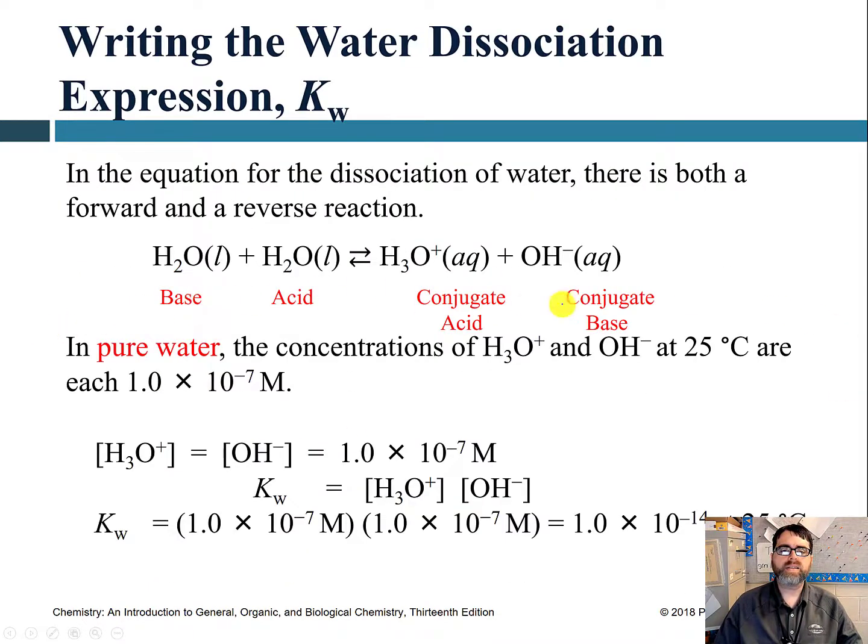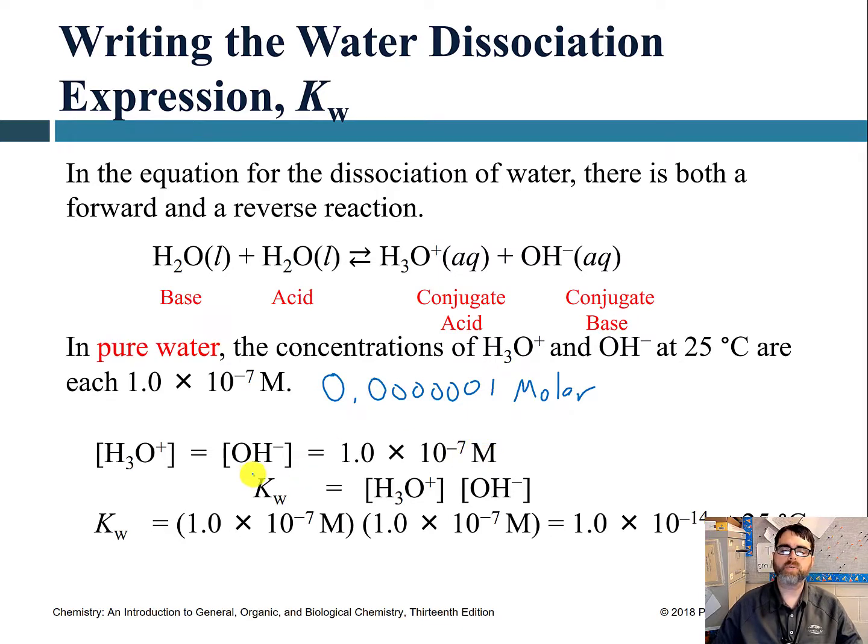Anyway, this here is the same reaction. It's just labeled this time as the individual pieces. In pure water, it turns out the concentrations of these two are equal and tiny. Just to emphasize this with scientific notation, we're talking 0.0000001 molar. And so very little of the water actually dissociates into hydronium and hydroxides. Anyway, we write that out in scientific notation as 1 times 10 to the negative 7th molar.